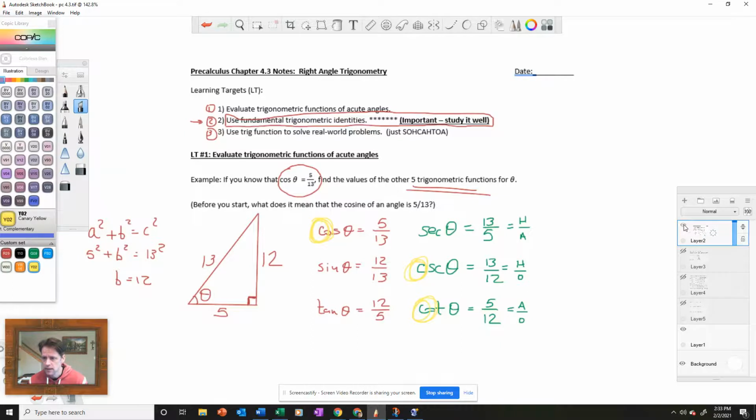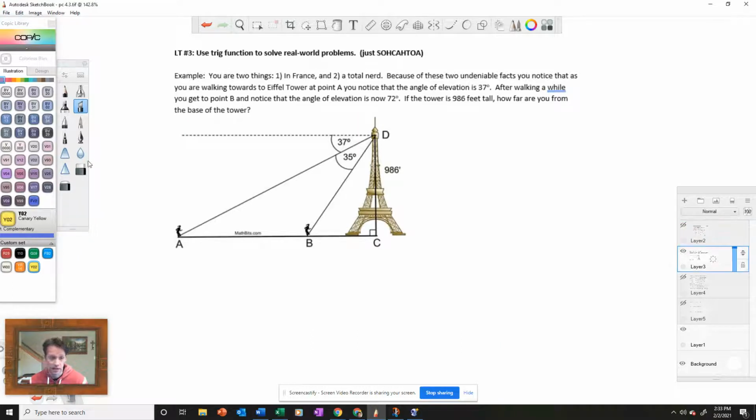Easy. Next one. This is learning target number 3, actually. And this one is using trig functions to solve real-world problems. In other words, it's just SOHCAHTOA. That's all it is. But you're going to have to do some problem solving.